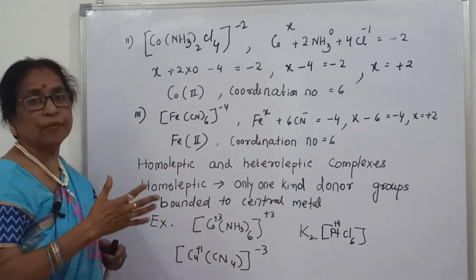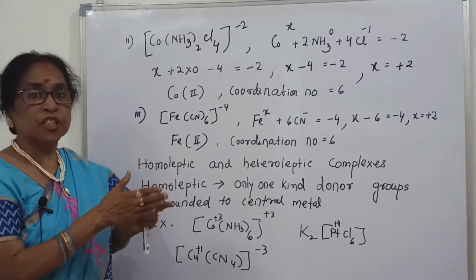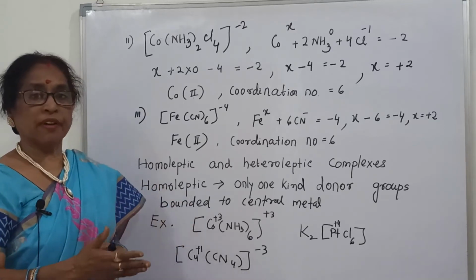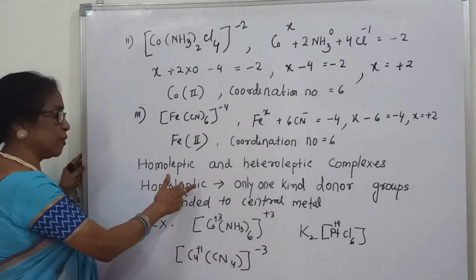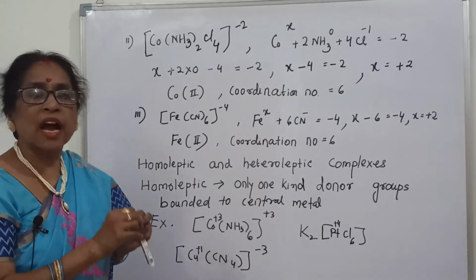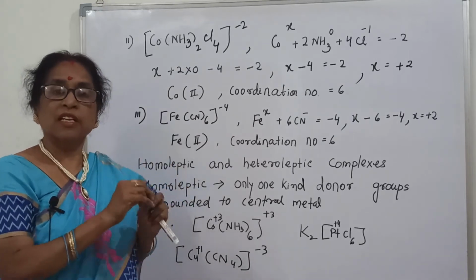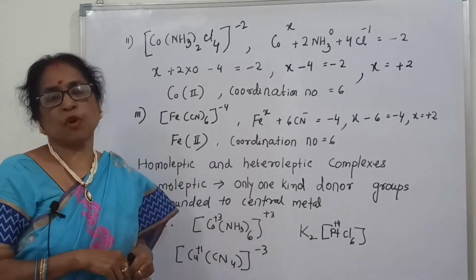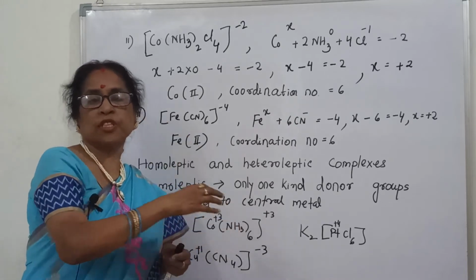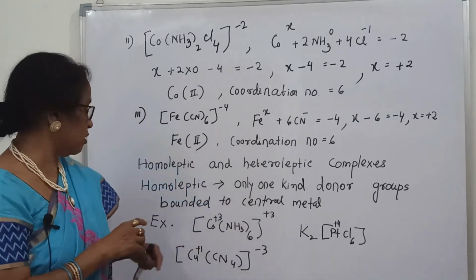Homoleptic and heteroleptic. Homo means same, similar. Hetero means different. So homoleptic means only one kind of ligand is present inside the square bracket and attached to the central metal atom or ion.